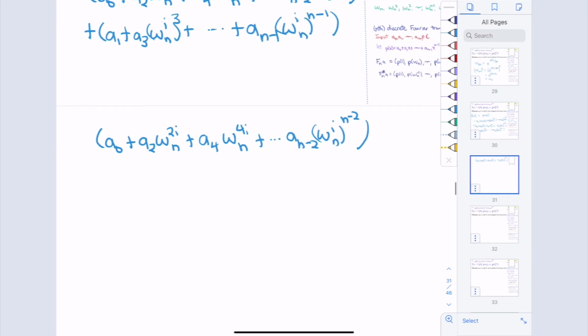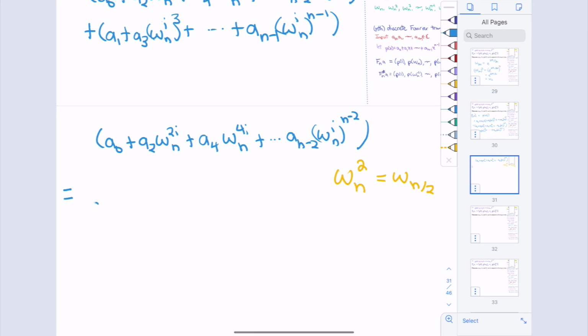Okay, so we know that omega n squared is equal to omega n over 2. Again, I'm assuming n is even and everything's a power of 2, so I don't have to write floors and ceilings and stuff like that. So what I'm going to do is apply that to every one of these terms.